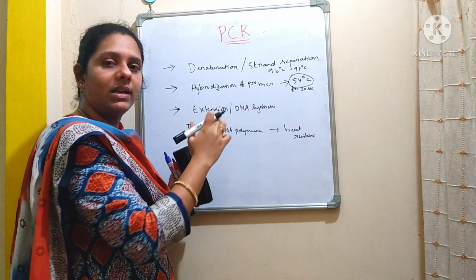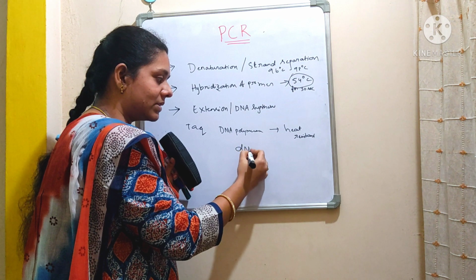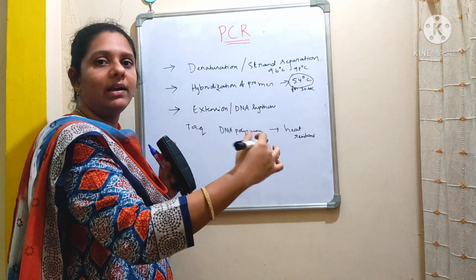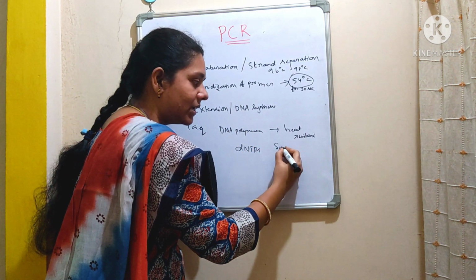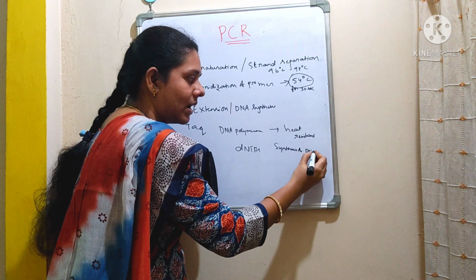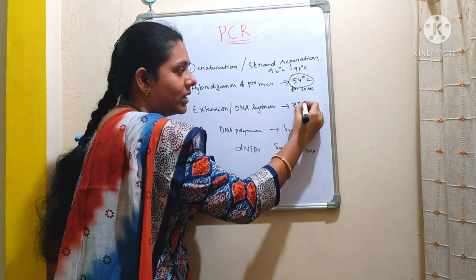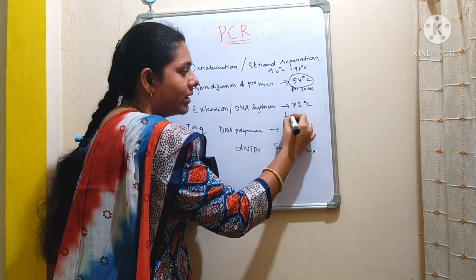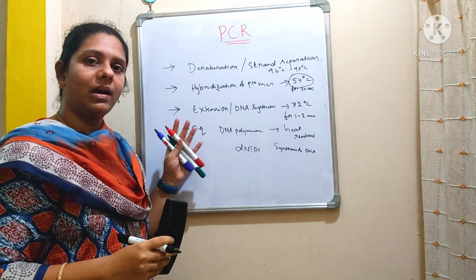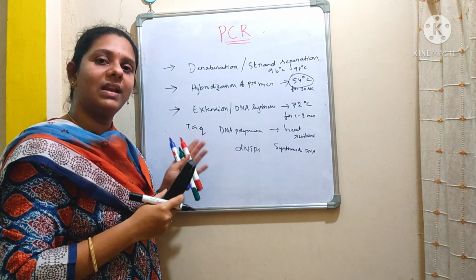And extension or DNA synthesis. So what will this enzyme do? It will add dNTPs. One after the other the nucleotides will be added, and then the synthesis of DNA will take place. And this is carried out at a temperature of 72 degrees centigrade for 1 to 2 minutes. See the beauty of this technique, where we can finish this procedure within a short time.